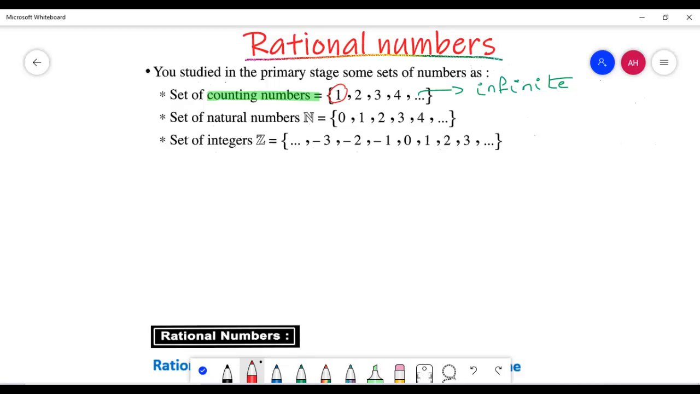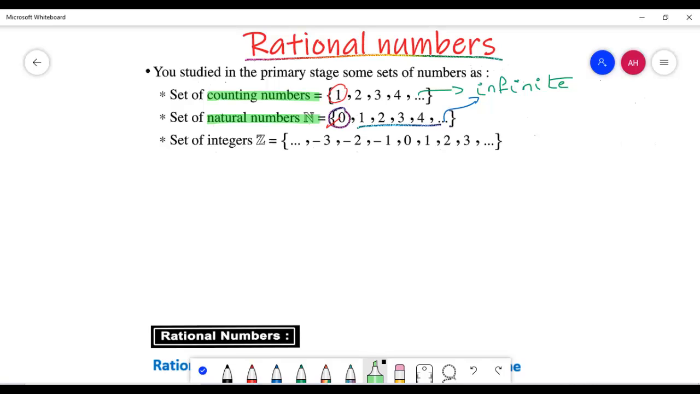my smallest counting number. The second set that we have studied before was the set of natural numbers, N. And this set consists of the set of counting numbers and I add to it a 0. This set is also an infinite set, meaning that I don't know what is the greatest natural number, but I'm sure that 0 is my smallest natural number.